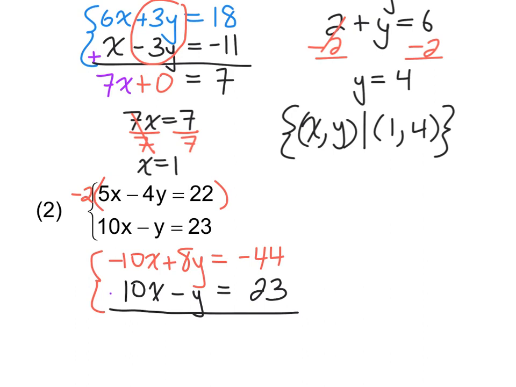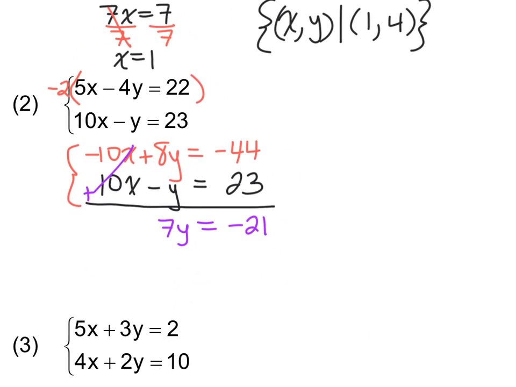Add the two equations together. We now know that this is going to go to 0. So we're looking at 7y equals, we run the numbers there, looks like negative 21. Divide out the 7, and you get y equals negative 3. I just did a quick double check on that with my calculator.